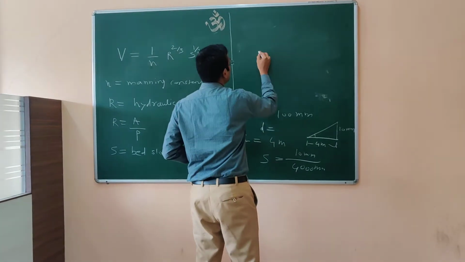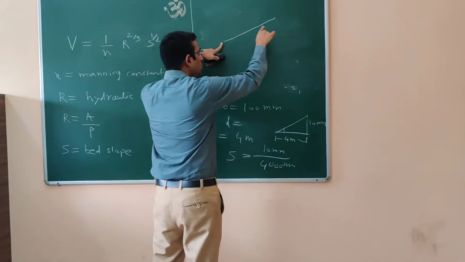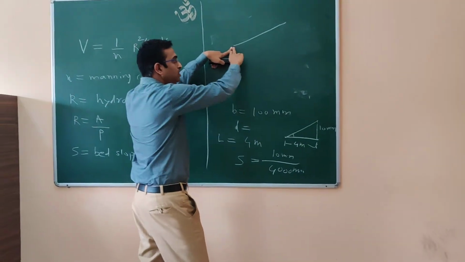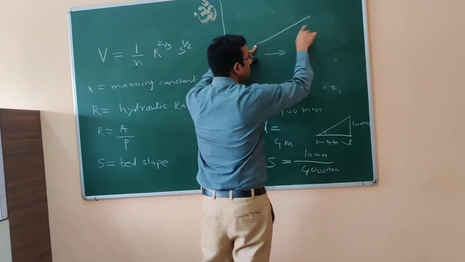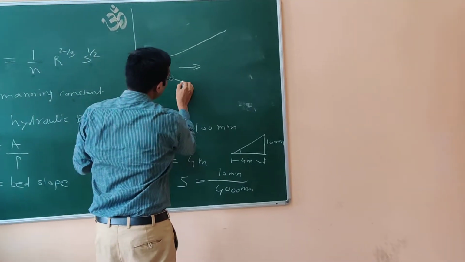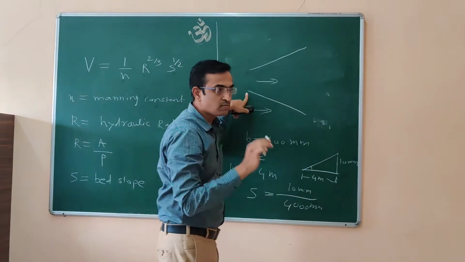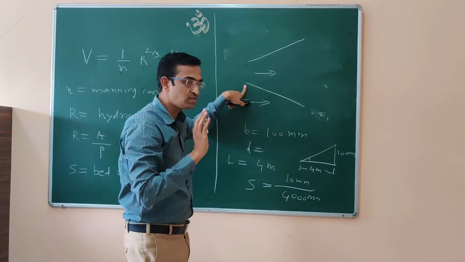See, if this slope goes on increasing in the direction of flow, that is called an adverse slope or negative slope. And if this slope goes on decreasing in the direction of flow, that is called a positive slope.